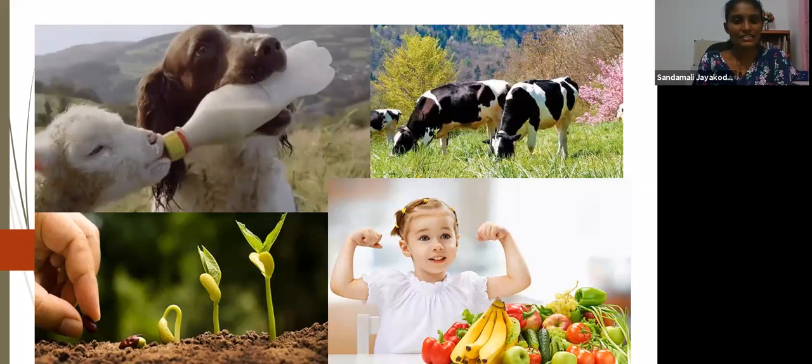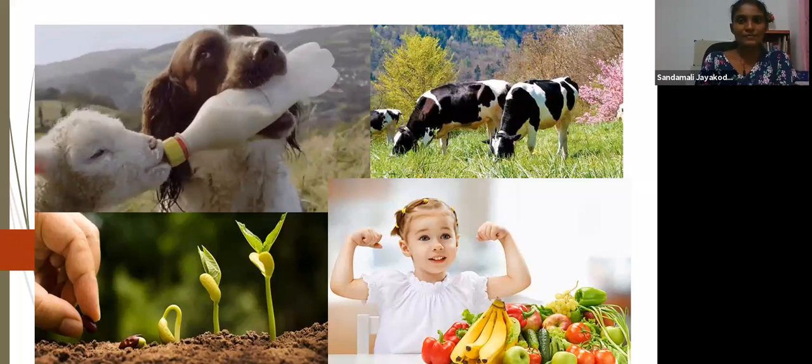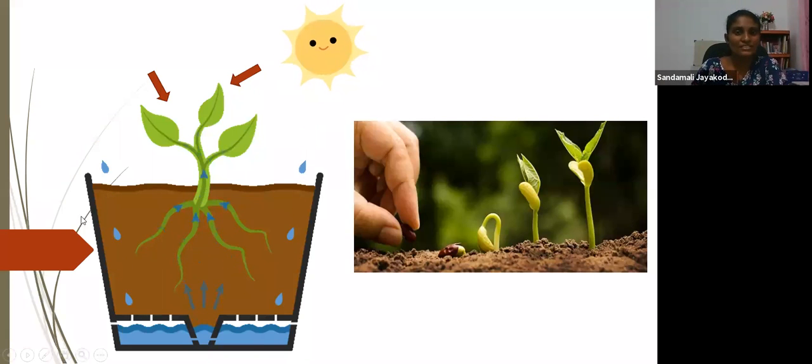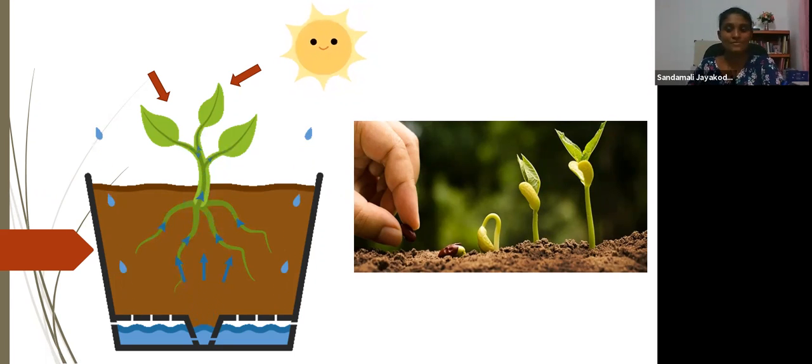So here we can see some plants are absorbing water, and from air they absorb something else, and here you can see there's sunlight, and in that way these plants are growing. That is the way the plants are growing. They grow by themselves, they produce their food by themselves.